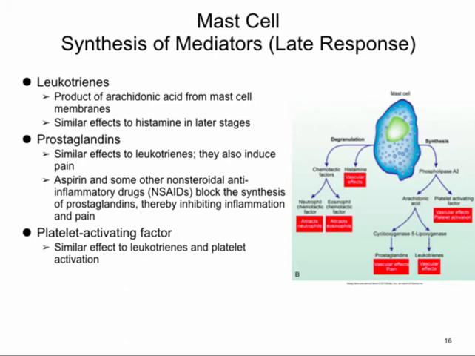Prostaglandins, same thing. They also induce pain, but they're very similar to leukotrienes as well. I think we mentioned this before when we talked about pain, but prostaglandins, we target for pain management, whether we give an anti-inflammatory or aspirin, or even things like acetaminophen. Basically we're blocking the synthesis of prostaglandins, and that helps with pain relief. Platelet activating factor is very similar to leukotrienes and causes platelet activation. So that's another thing that can occur from mast cells, from synthesis of mediators. They either synthesize mediators or they degranulate and release histamine and all that.